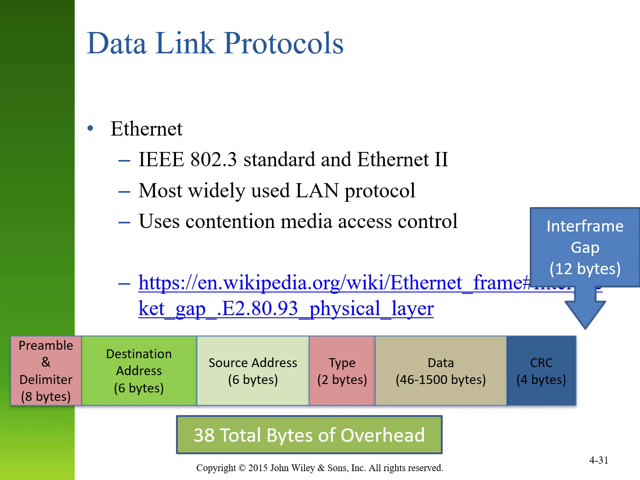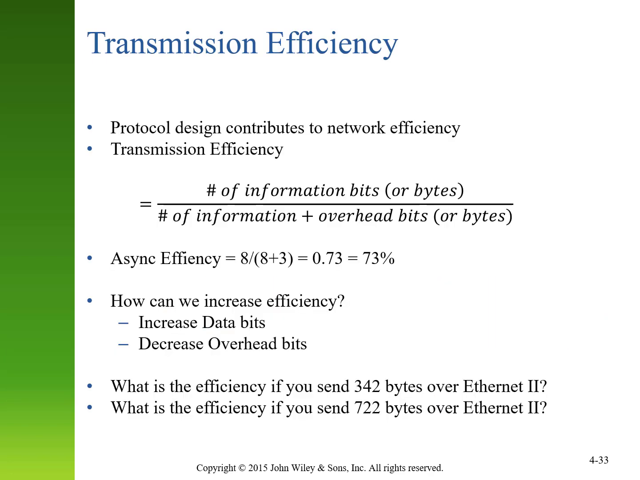But if you increase the size of your data up to 1500 bytes versus the 38 bytes of total overhead, you're getting a lot of data sent for very little overhead bytes. So a fairly efficient protocol for sending information. And efficiency is something that we want to pay attention to when we are using a data network. The simplest way of defining efficiency is the amount of information bits that we're sending versus the total number of bits, which would include both the information bits and the overhead bits.